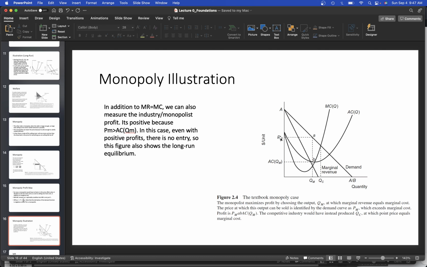So that's the optimality condition, right? This graph here also shows you industry profits. Okay, PM is greater than average cost at QM. In this case, even with positive profits, there is no entry. So this figure also shows the long run equilibrium. Okay, so the profit here is just this square because it's PM minus AC times the change in quantity, or the quantity, QM minus 0.